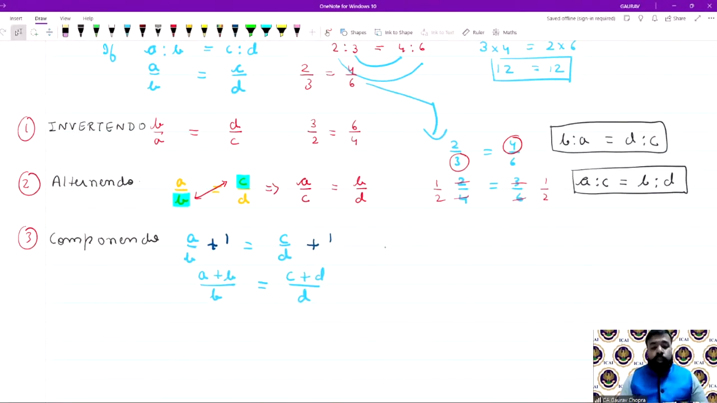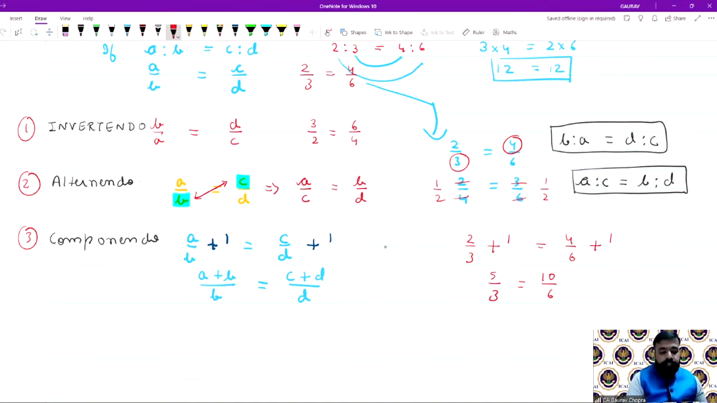So we have added one on both sides and the proportion will still remain the same. Like again, continue the example: 2 by 3 plus 1 and then 4 by 6 plus 1. So we are adding one on both sides. So what is coming? 5 by 3 is equal to 10 by 6. So still both are equal. So since both are equal, we can say that this is componendo and it is following proportion. So this is the third property of proportion, which is known as componendo. All right.